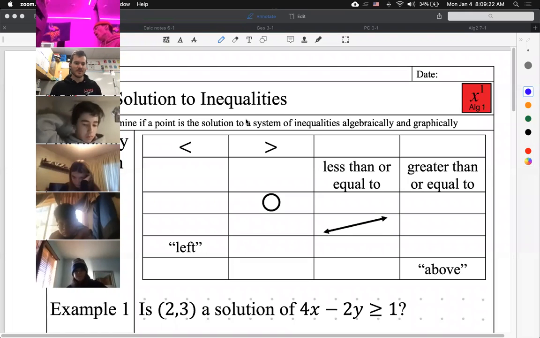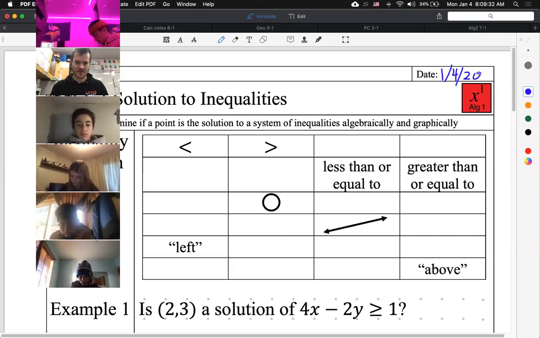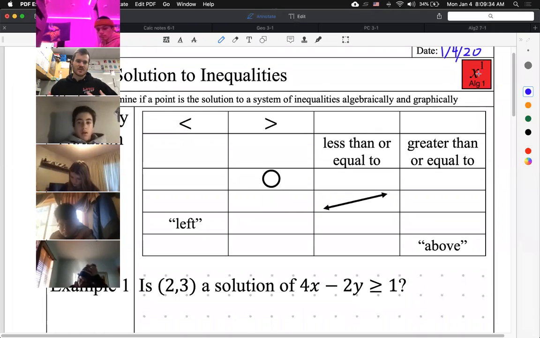All right, welcome back to Algebra 1. Today's date is Monday, January 4th, 2020. We have a few homework assignments tonight that are pretty easy. So 6-1 is just solution inequalities. Our objective today, who wants to read that real quick?